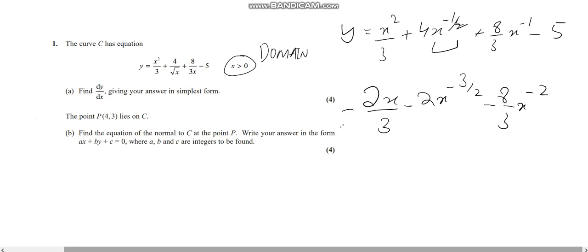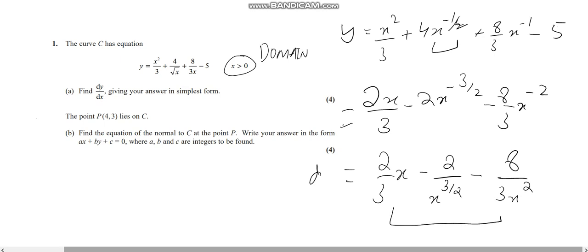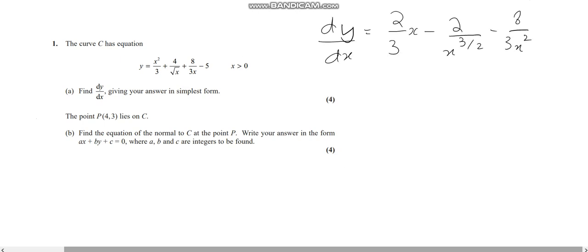Actually, this is the final answer itself, but I'll write it in a very neat way, which will become 2x upon 3 minus 2 upon x to the power 3 upon 2, minus 8 upon 3x squared, and this is the dy by dx, the very first part, and that's 4 marks granted very easily. Now moving on to the second part.